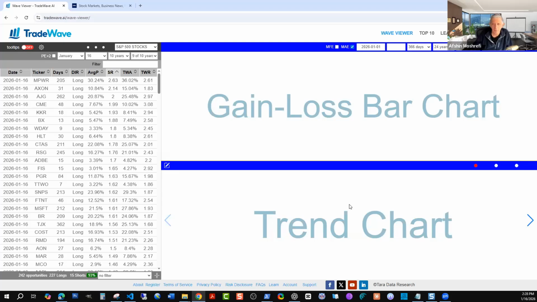You can see on the bottom right here, it says 242 opportunities were found, 227 longs and 15 shorts.